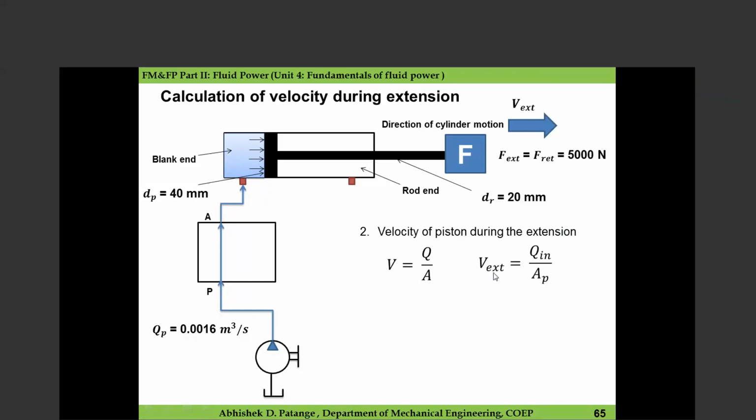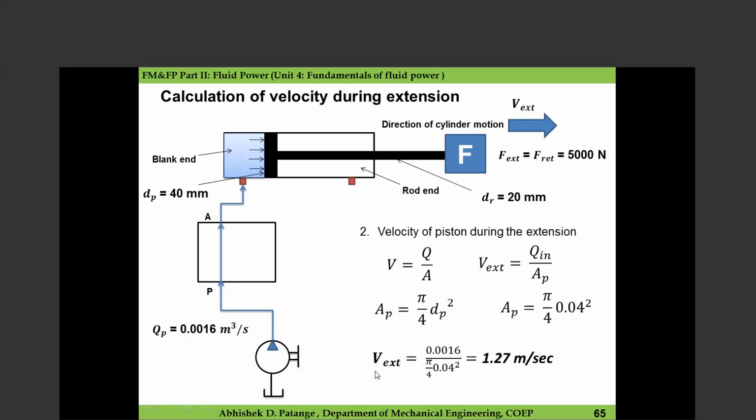So this V will be replaced by V extension, which is shown here, the direction of V extension. This Q is replaced by Q in or QP, which is the output of the pump, and this A will be replaced by area of piston. As we know, area of piston can be calculated by considering the diameter of piston, which is pi by 4 dp square, which is 0.04 square.